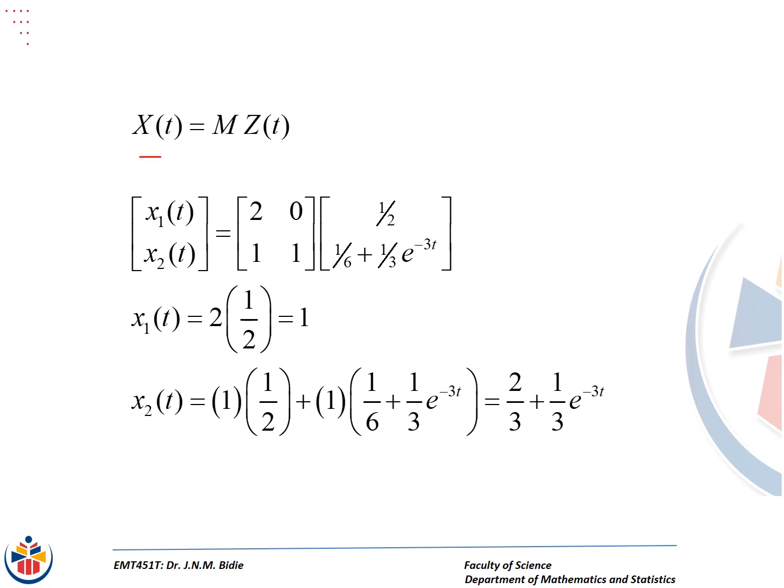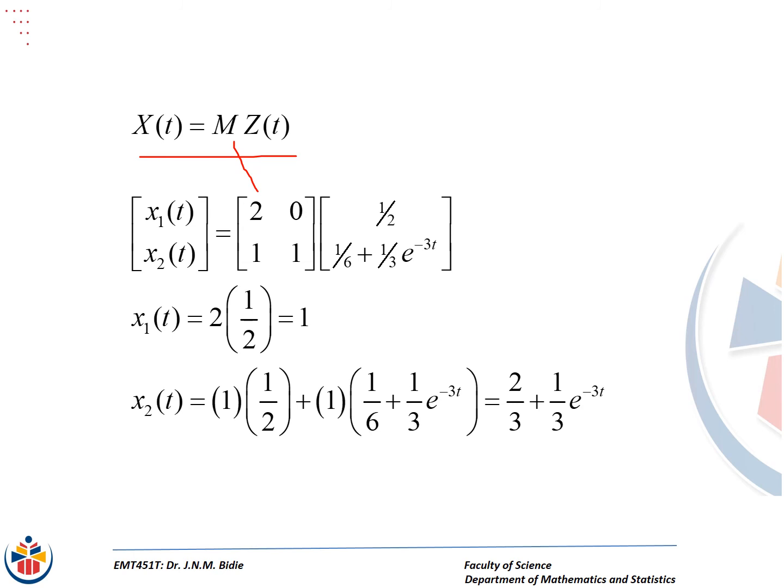X is equal to mz. Our m is the modal matrix, which is given by that. Our z, in place of z1, we have half. In place of z2, we have 1 over 6 plus 1 over 3 e to the power negative 3t that we got in the previous steps.